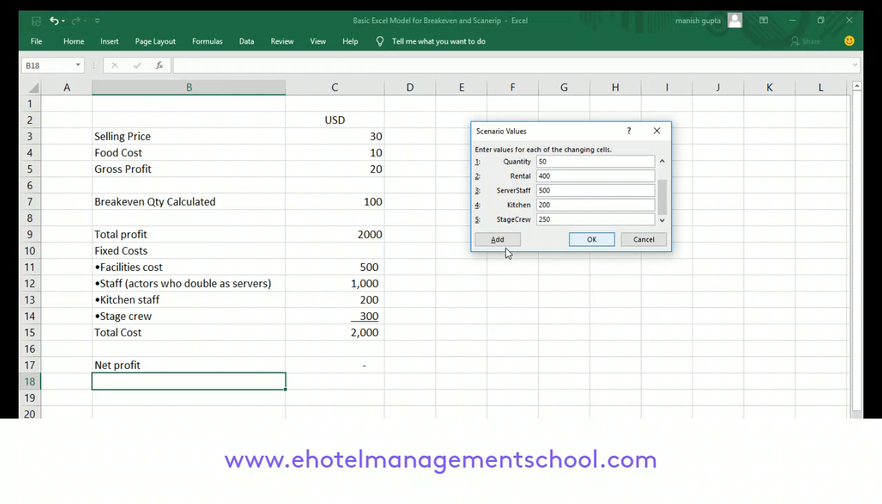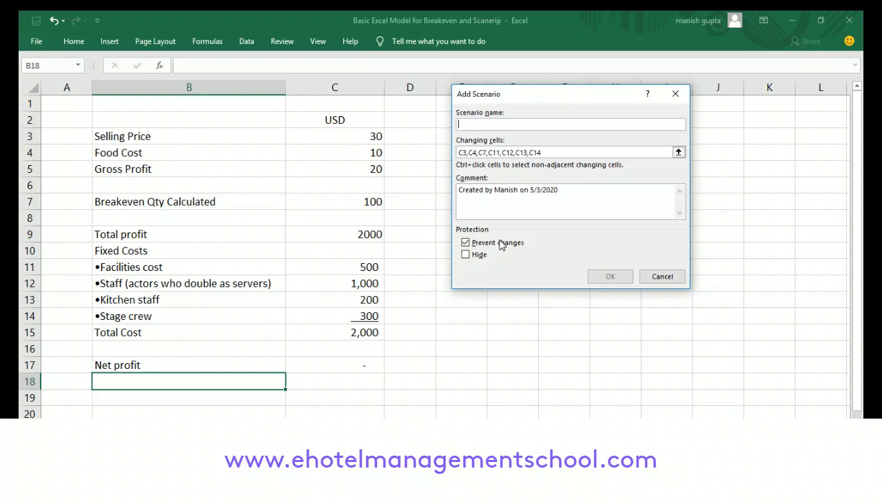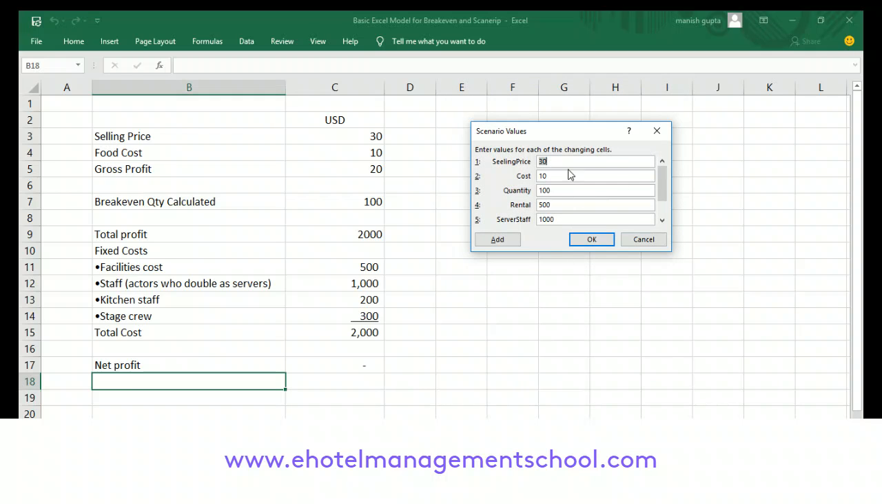Now you can click and add more scenarios. Let's say you add a few more scenarios. Now you can name this cell as ticket. Let's say you are able to sell 70 tickets instead of 80 tickets, instead of 100 tickets. Now you will need to identify again what will happen in this case.